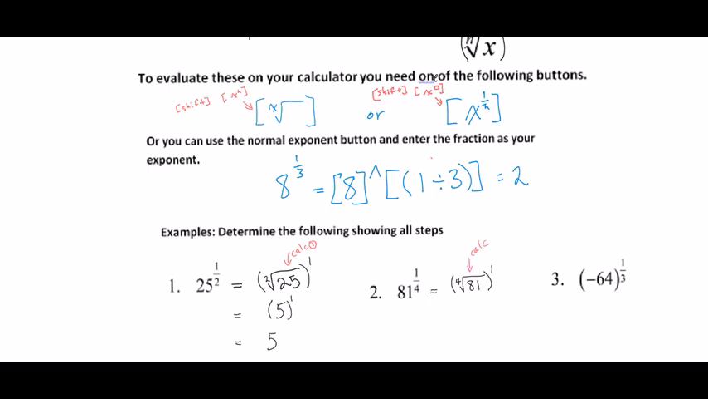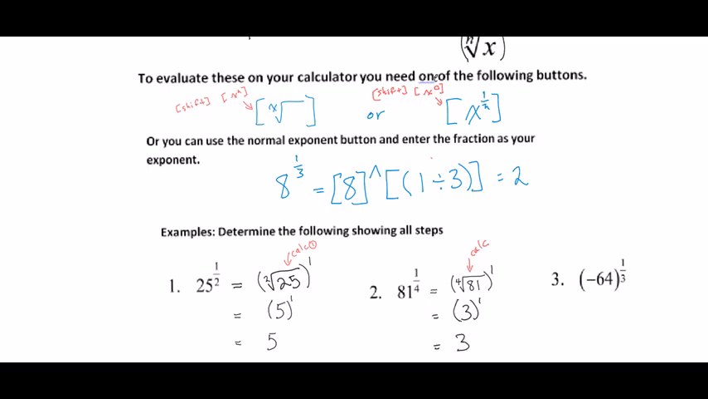So now, the fourth root of 81 gives us, when you punch it into your calculator, 3. 3 raised to the 1, end of story. Bob's your uncle. 3 to the 1 is just 3. When you punch that in your calculator, you're done.